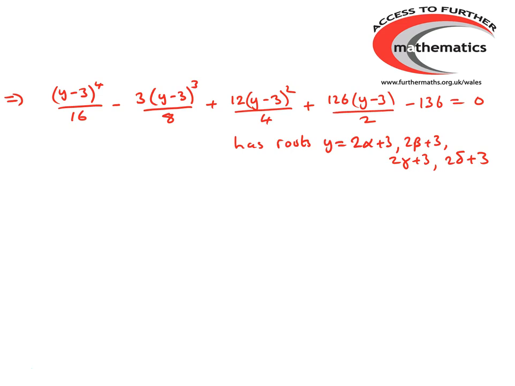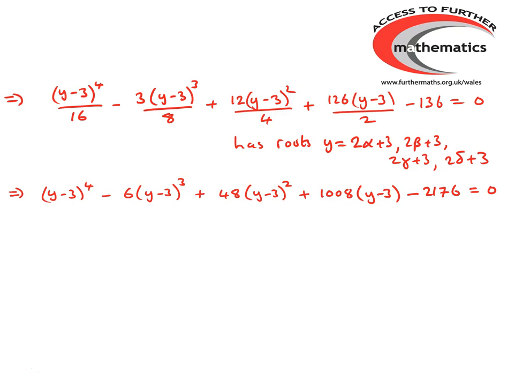Okay, so that's exactly what we had at the bottom of the previous page. We're going to multiply up by 16, first of all, to clear the fractions. If I multiply up by 16, I've got y minus 3 to the power 4 minus 6 lots of y minus 3 cubed plus 48 lots of y minus 3 squared plus 1008 lots of y minus 3 minus 2176 equals 0.